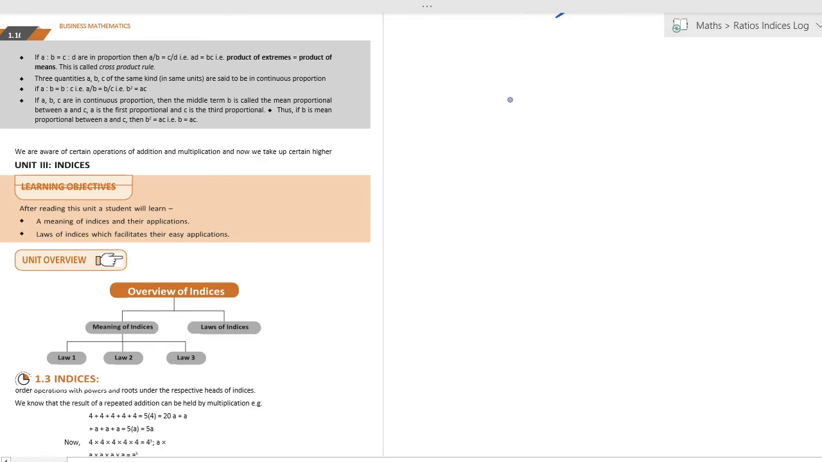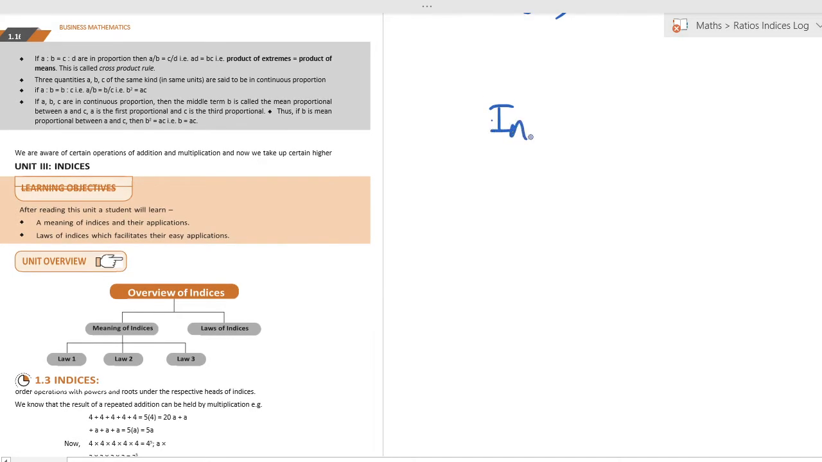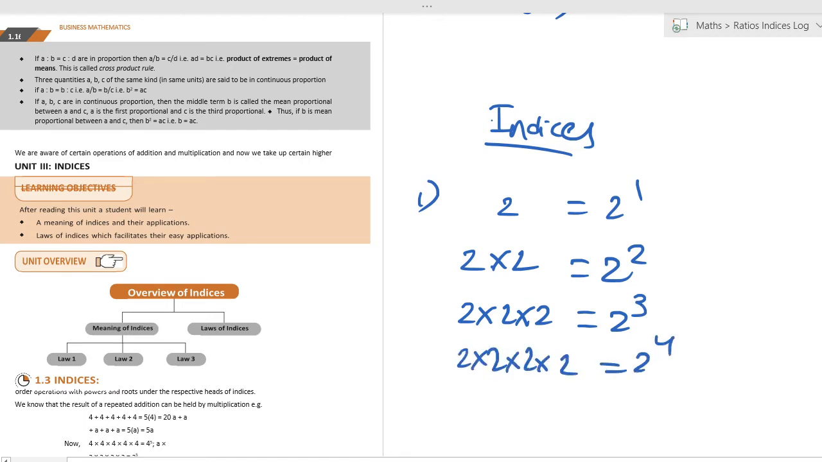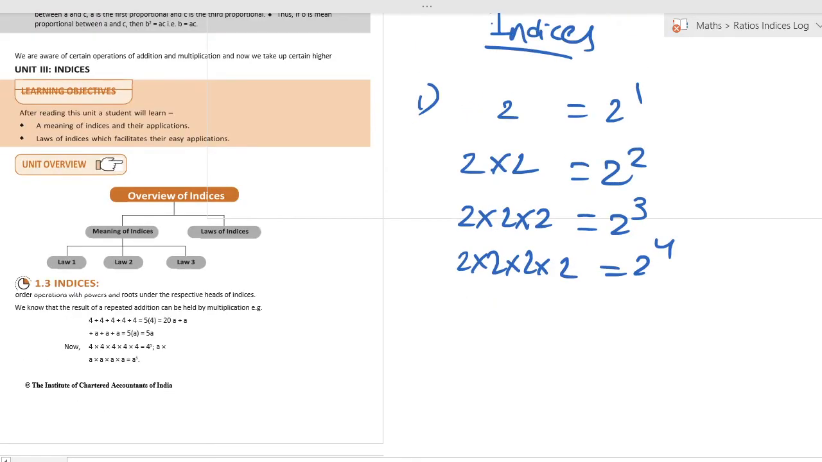Today we'll learn the formulas of indices. So in indices, we'll write 2 as 2 power 1, 2 into 2 as 2 square or 2 power 2, 2 into 2 into 2 as 2 cube or 2 power 3, 2 into 2 into 2 into 2 as 2 power 4. This is how we represent. Instead of giving the value, we'll write it as 2 power something.